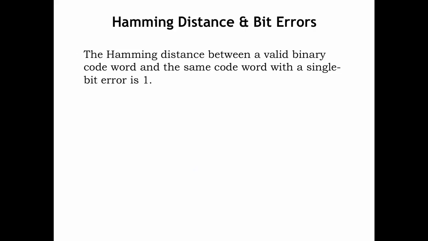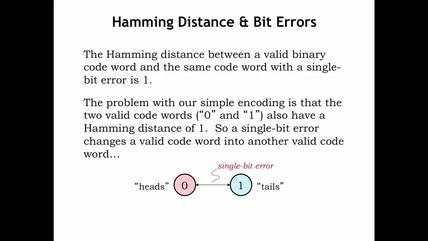How does this help us think about single-bit errors? A single-bit error changes exactly one of the bits of an encoding, so the Hamming distance between a valid binary code word and the same code word with a single-bit error is 1. The difficulty with our simple encoding is that the two valid code words, 0 and 1, also have a Hamming distance of 1, so a single-bit error changes one valid code word into another valid code word. We'll show this graphically using an arrow to indicate that two encodings differ by a single bit. In other words, that the Hamming distance between the encodings is 1. The real issue here is that when Alice receives a 1, she can't distinguish between an uncorrupted encoding of tails and a corrupted encoding of heads.